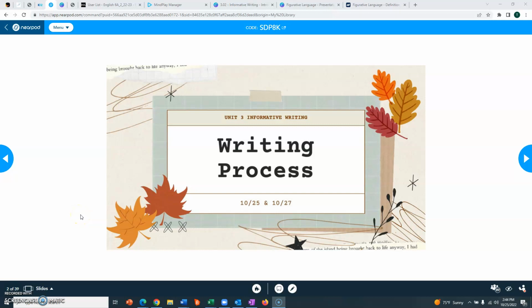So we're starting off this week with the writing process. We're going to be learning about informative writing. Informative writing, we know, has two names. It could be called expository writing as well.